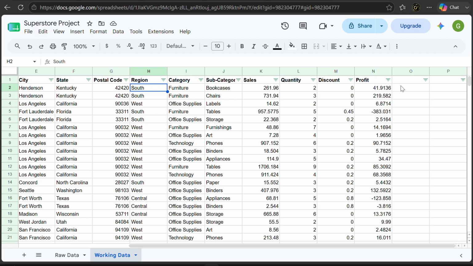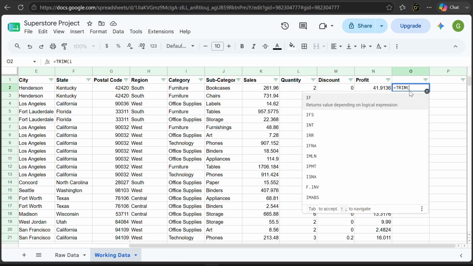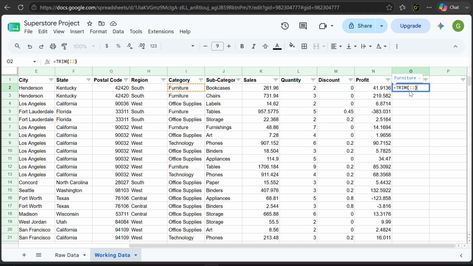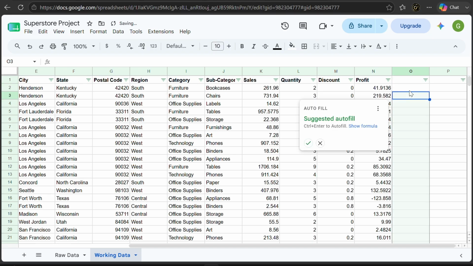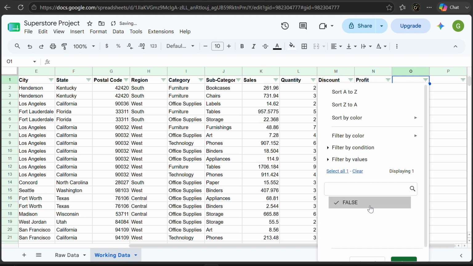So I'm going to repeat the same trimming for I2 to see if there are trailing spaces. So I'm going to say trim I2, and then I2 again, and then check this also, and you can see false also.